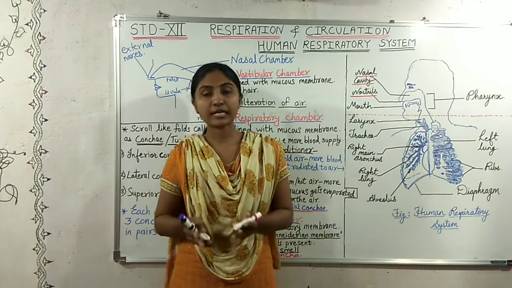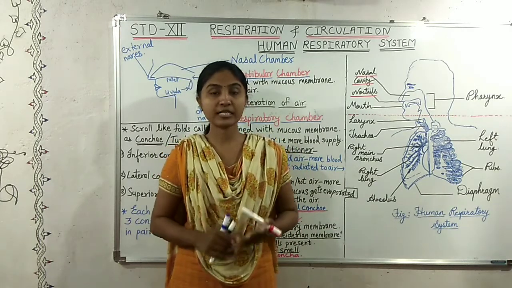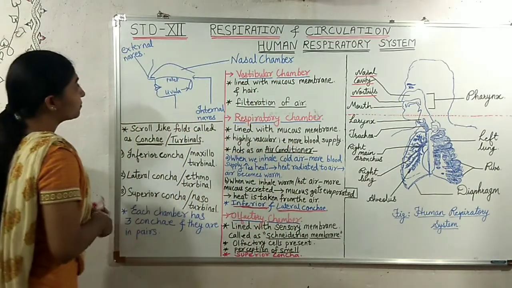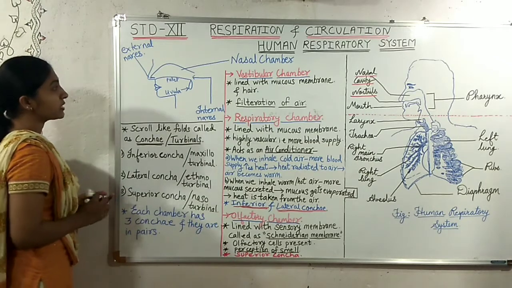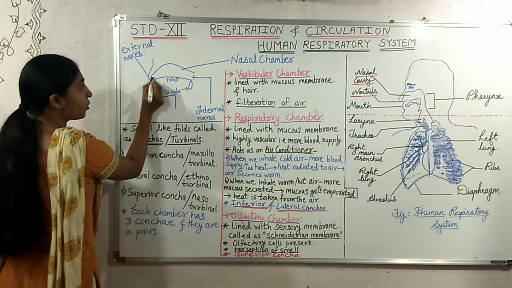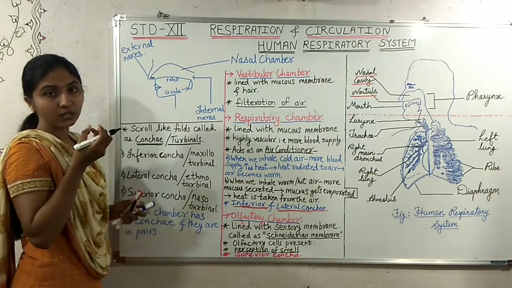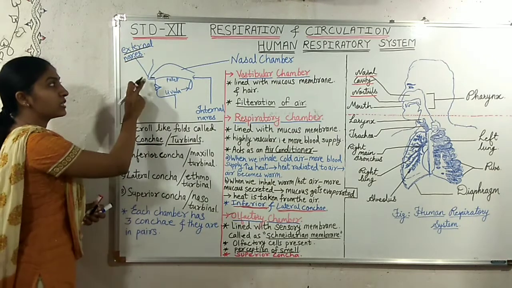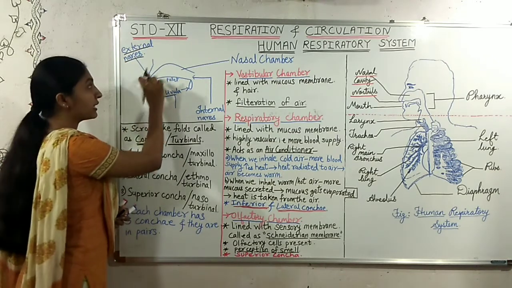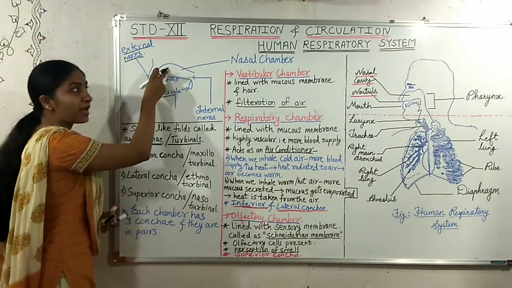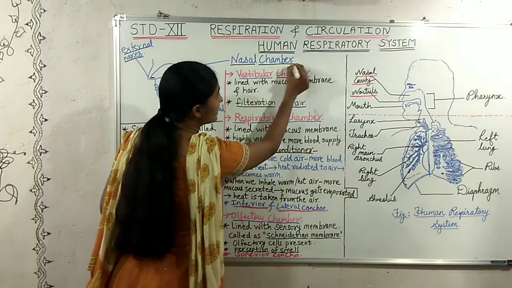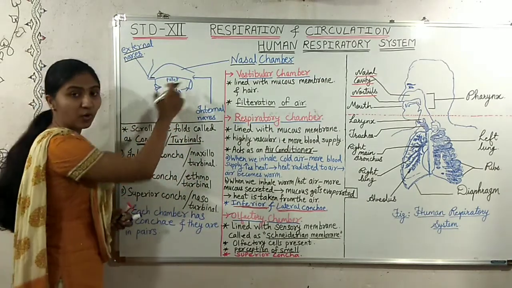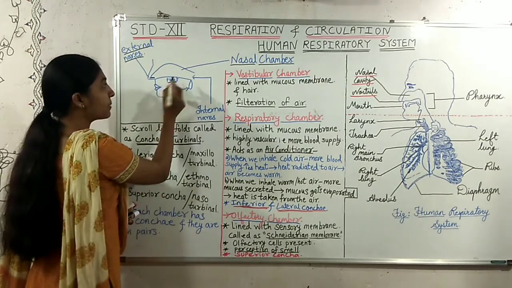Now, let us understand external nares, nasal chamber, and internal nares with the help of this diagram. Here you can see these openings which are present in the nose. Those openings are called external nares. These external nares lead to a passage. This passage is called the nasal chamber. The base of this nasal chamber, or the floor of this nasal chamber, is called the palate.